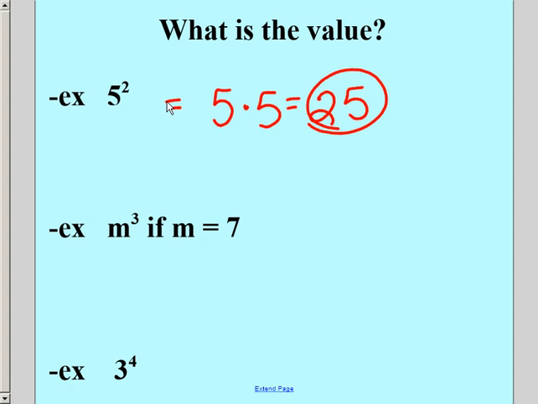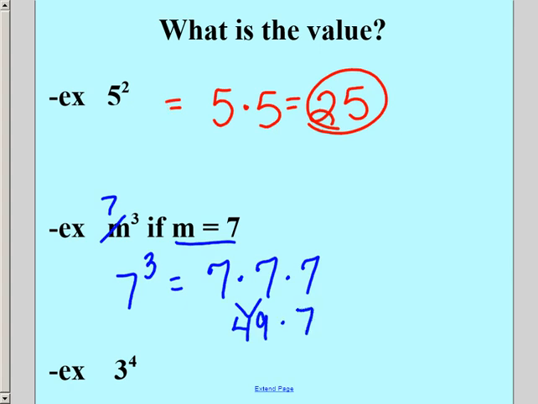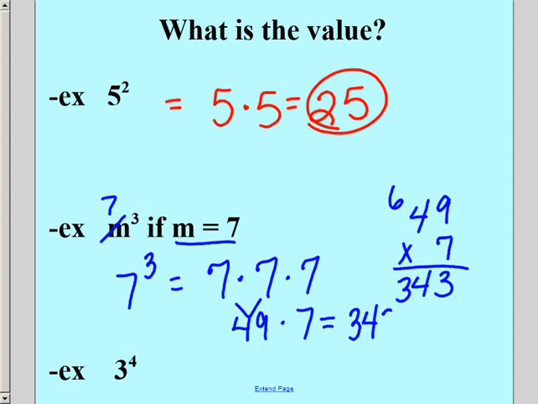How about m to the third power, or m cubed, if m is 7? Well, all that really means is wherever the m is, we're going to put a 7. So if m equals 7 means wherever the m is, put a 7. So this really means 7 to the third power, which means 7 times 7 times 7. Well, 7 times 7 is 49, and then we just need to do 49 times 7. 7 times 9 is 63, so put down the 3, carry the 6. 7 times 4 is 28. 28 plus 6 is 34. So 7 to the third power is 343.